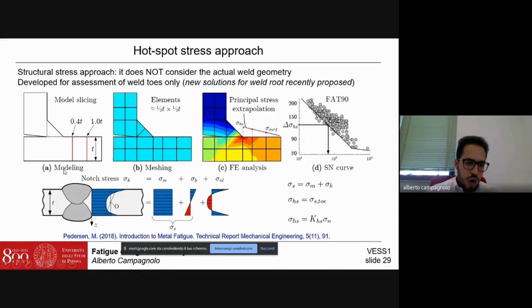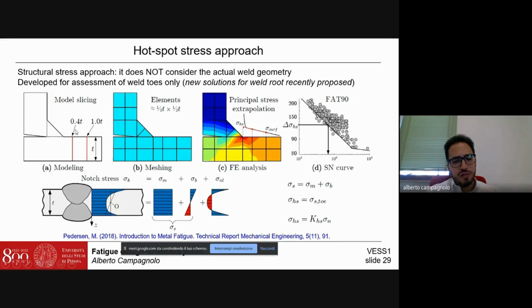First of all, we have to model our welded joints. We also have to slice the model to be sure that finite element nodes are located at a given distance from the weld toe. Typically, the distances from the weld toe are equal to 0.4 times the thickness and 1 times the thickness of the considered joint. It is not necessary to model the weldments. It is possible to apply the hotspot stress approach also by avoiding the geometrical modeling of the weldment.